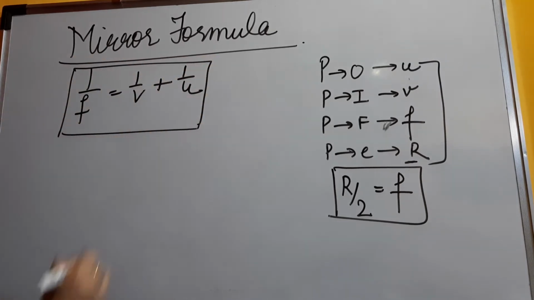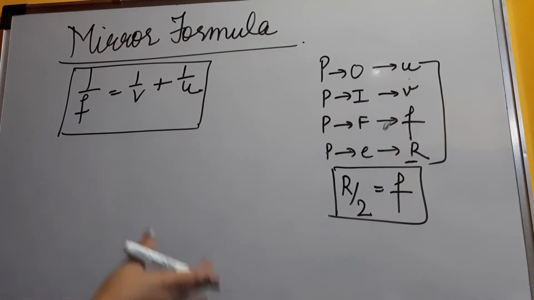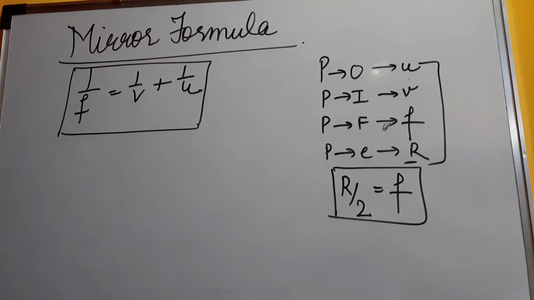But what you need to remember is that when you are using this mirror formula to solve numericals, you have to follow sign conventions. You have to remember carefully what you are going to take positive or negative in the case of a convex mirror, and similarly for a concave mirror.